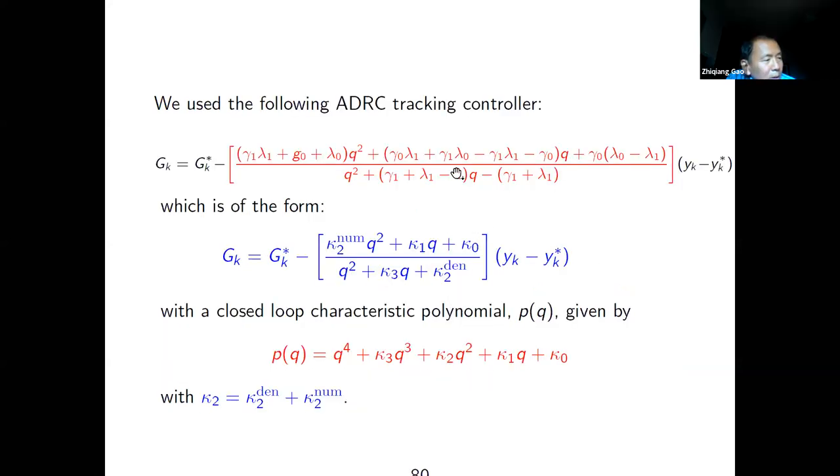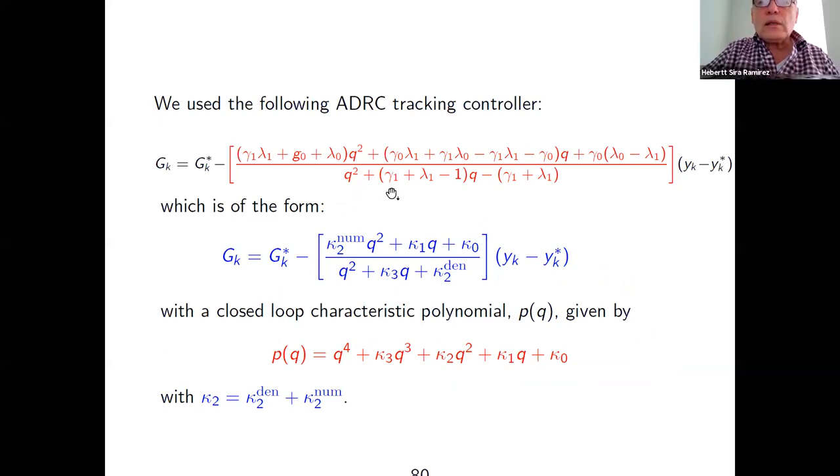Herbert, you propose a controller. You have a second order system. You propose the second order controller according to the recipe that we gave, and we bestow some robustness.